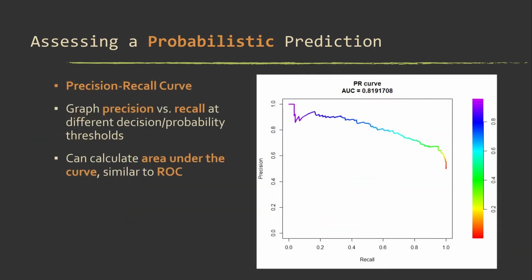Okay, so that's just another curve, and then similar to the ROC curve, you can calculate an area under the curve, and it's generally assessed or interpreted similar to how we assess the ROC curve. So 0.9 to 1 is an A, 0.8 to 0.9 is a B, and so on and so forth.